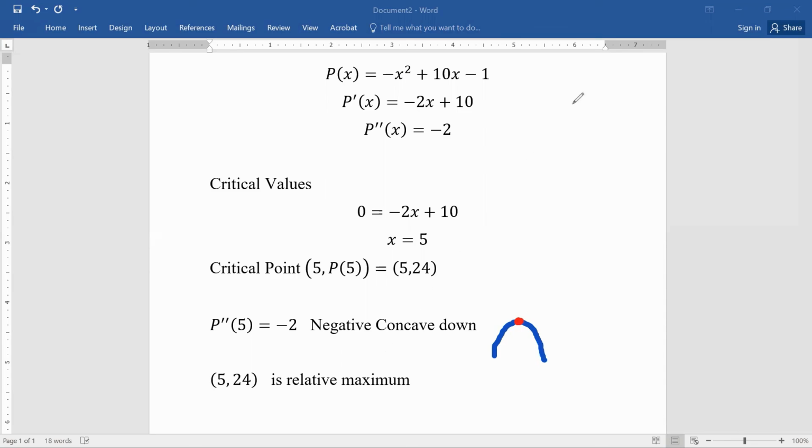So that's how the idea of critical values and using the second derivative to determine relative maximums or relative minimums work out. Notice that's a little bit quicker than having to pick a point under 5 and pick a value over 5 and determining whether we go from increasing to decreasing or from decreasing to increasing. It's just a little bit quicker, and so it makes for a really nice test.